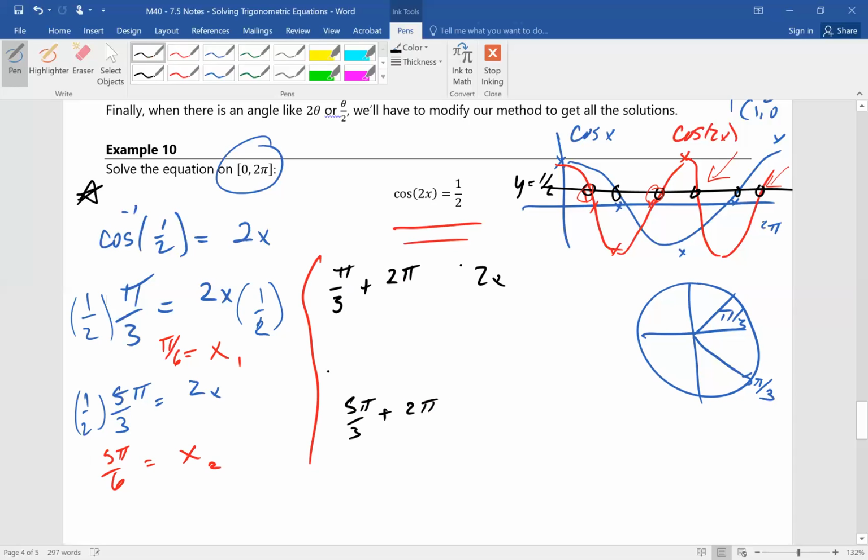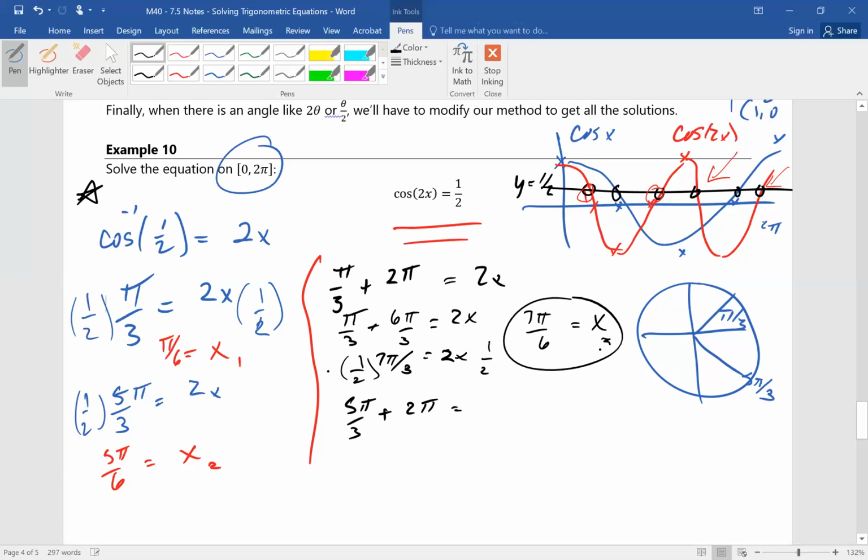So when you have that, you can also put those together, pi over 3 plus, let's see, 3 over 3, which is 6 pi over 3, or 7 pi over 3 equals 2x. And if you divide both sides in half, or times by 1/2, your final answer over here is going to be 7 pi over 6. So that's a third actual occurrence that you're going to be able to get. Okay?